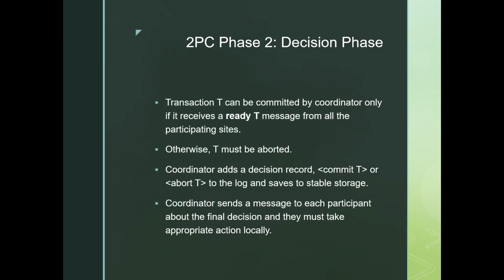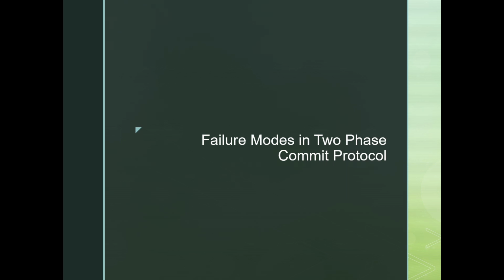Next is the decision phase, where even if the coordinator receives one no T from any of the sites, it has to abort the transaction at all sites and the transaction has to be rolled back at all other sites as well. Hence, it is highly desirable to receive a ready T from all the sites. Therefore, if a coordinator adds a decision record called commit T, then that means that all other sites where the message was sent have sent a ready T. But if it adds abort T, that means at least one site sent a no T message or abort T message. So that was the two-phase commit.